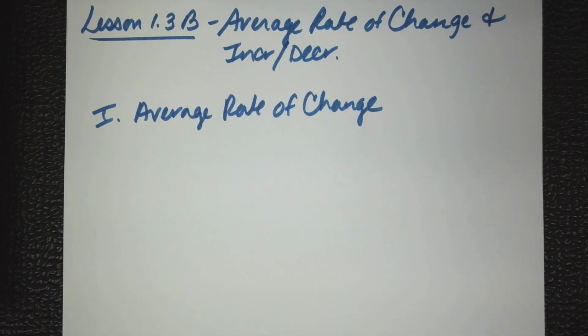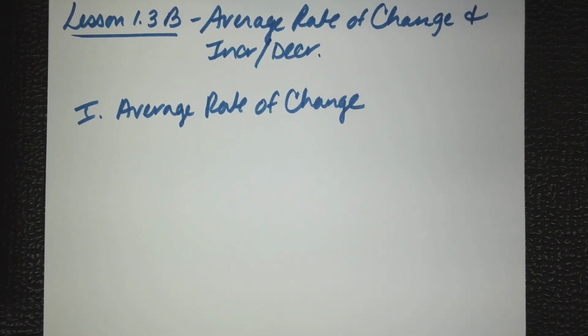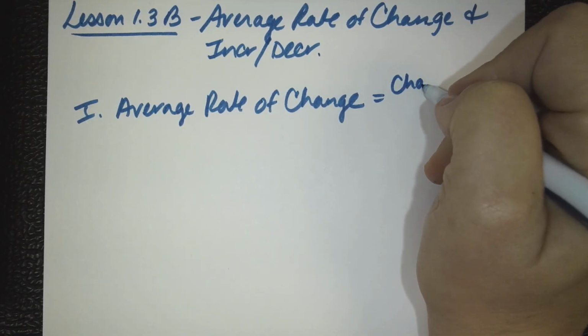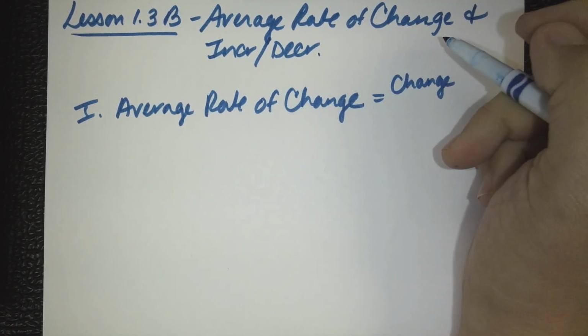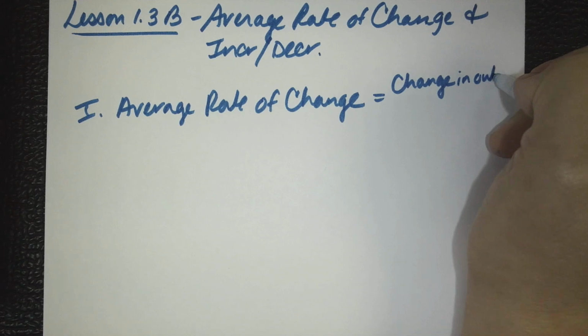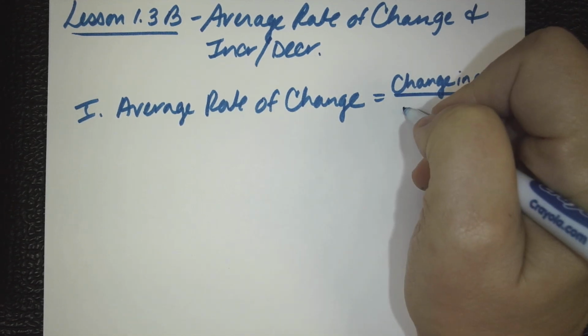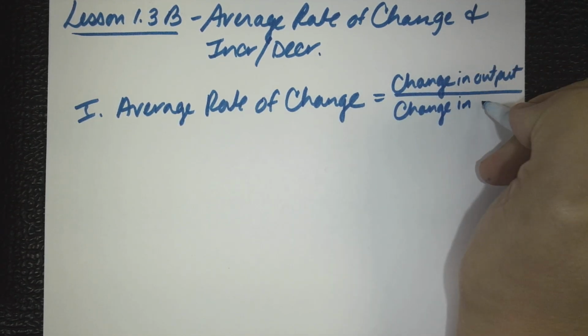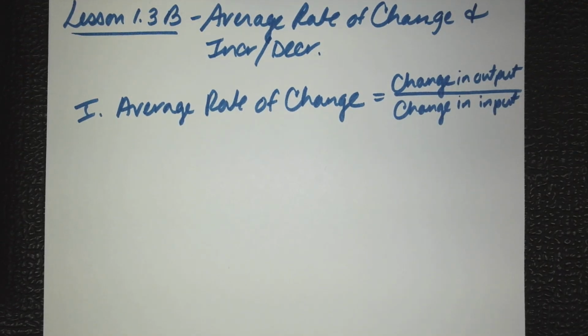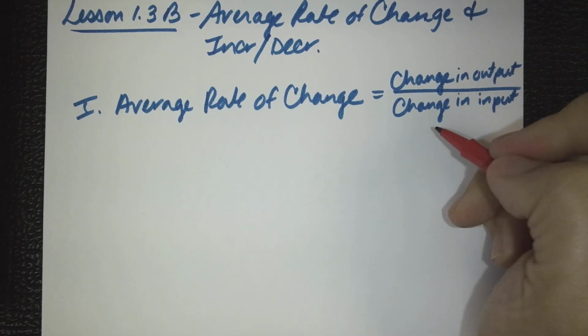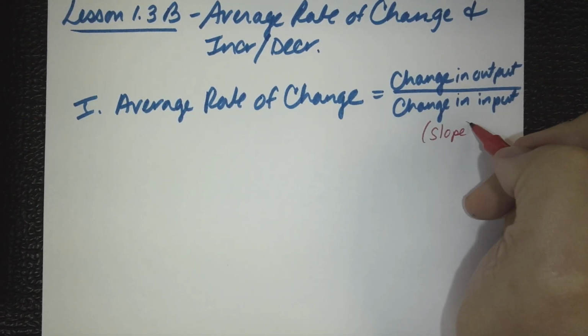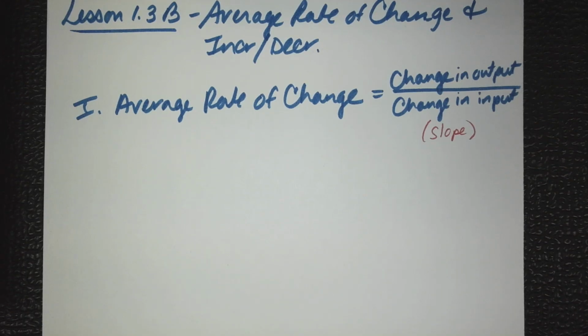So average rate of change is very easy. It is your change. In mathematics, change means subtraction. So it's your change in output over your change in input. Your change in output over your change in your input. Let's be real, there's got to be an easier way than that. You've been doing this, honestly, since 8th grade. This is slope. That's all it is.